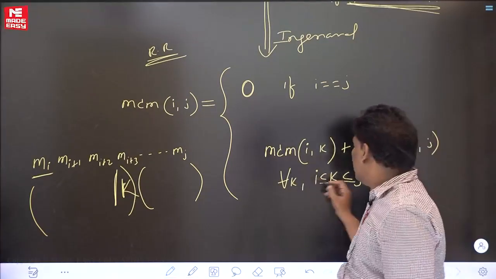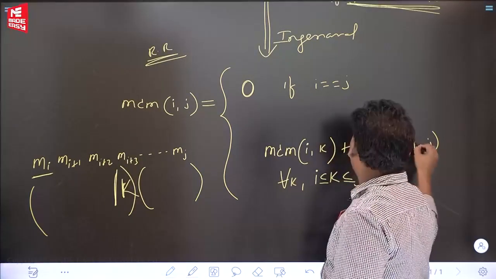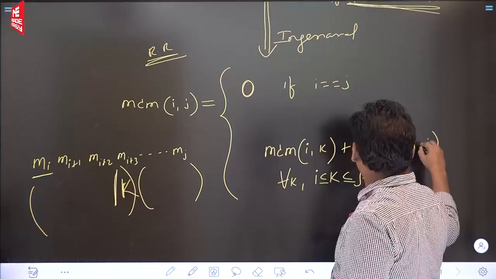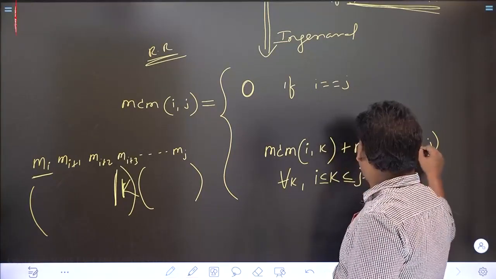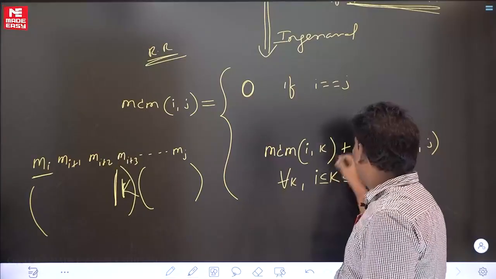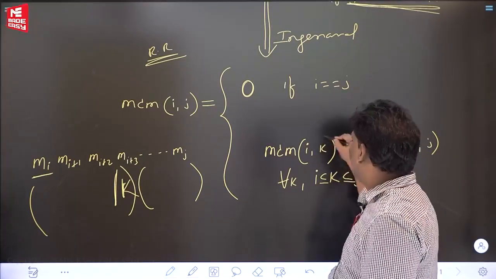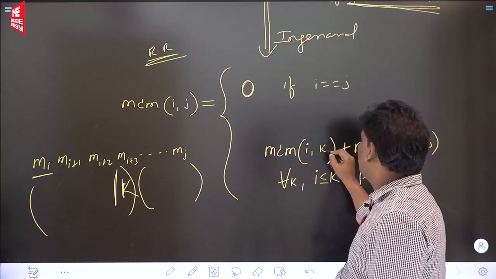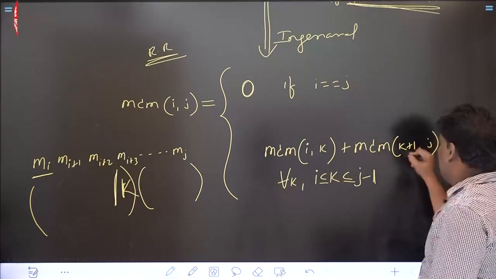Now what should I do? Can you help me? What is the first K value? First K value keep I, remaining I plus 1 to J. Next K value keep I plus 1, remaining is I plus 2 to J. Next K value keep I plus 2, I to I plus 2, I plus 3 to J. Like that, every possible K you do. Continue until K value becomes J minus 1. Then what is the answer? I comma J minus 1, and this is going to be J to J, right?